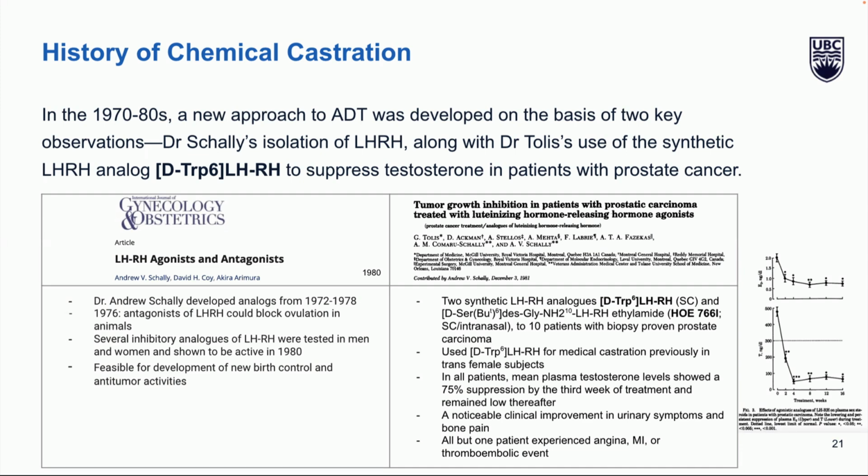Notably, this was done in collaboration with Dr. George Tolis at McGill, and they conducted the first clinical trials of GnRH for patients with advanced prostate cancer in 1982. Here are their seminal papers characterizing these findings and success with chemical castration to prevent both the ovulation of women, for the suppression of testosterone in trans women, as well as to prevent the progression of hormone-sensitive prostate adenocarcinoma.